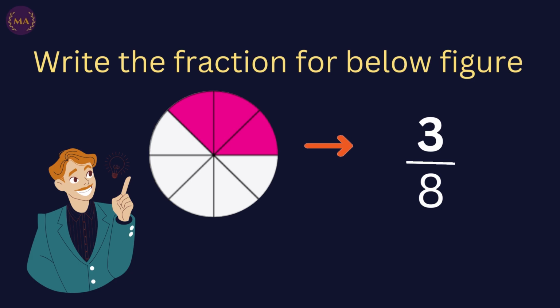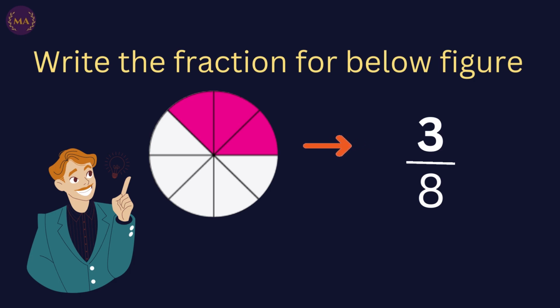First we'll count the total number of parts the circle is divided in. Let's count 1, 2, 3, 4, 5, 6, 7, 8. So your denominator will be 8. And how many parts are shaded? 1, 2, and 3. Perfect. So the fraction is 3 by 8. That is, out of 8 parts, we are selecting 3 parts.